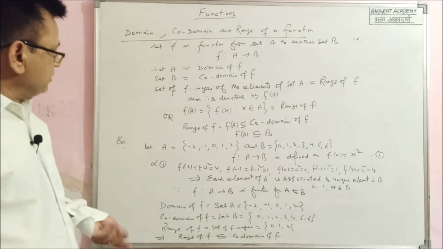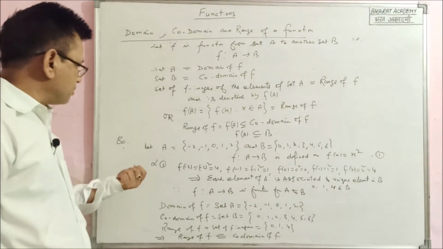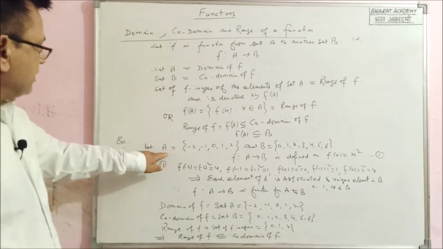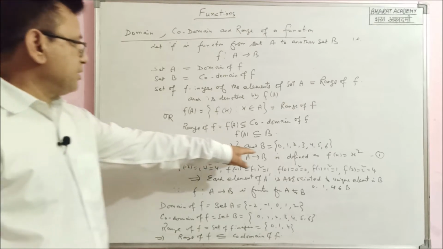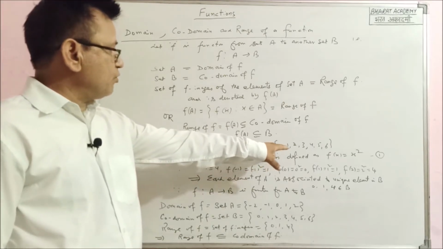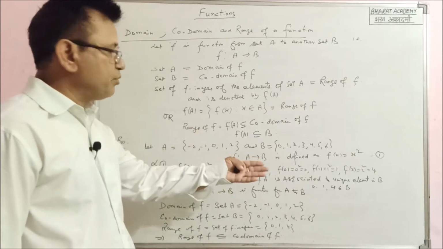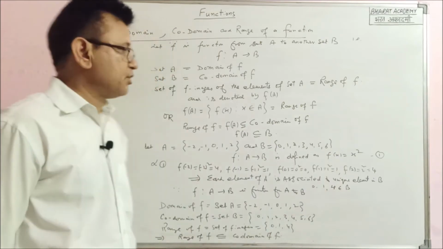We can discuss it by this example. What is domain, what is codomain, what is range? Suppose we are given two sets. Set A contains these elements -2, -1, 0, 1, 2, and set B contains these elements 0, 1, 2, 3, 4, 5, 6, and a function f from A to B is defined like this. f(x) is going to be x square.